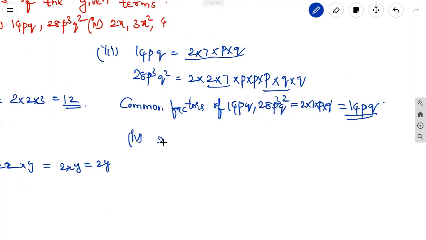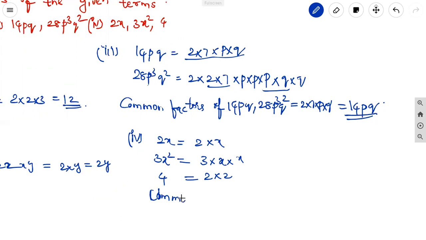Fourth one. 2x can be written as 2 into x. 3x square can be written as 3 into x into x. 4 can be written as 2 into 2. So, no common factor; the common factor is only 1. So the common factor of 2x, 3x square, 4 is only 1 itself. Why? Because 2 can be written as 2 into 1.